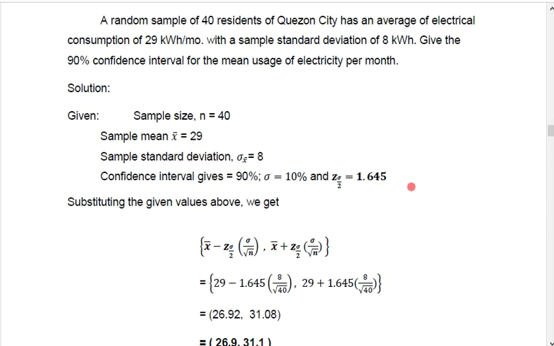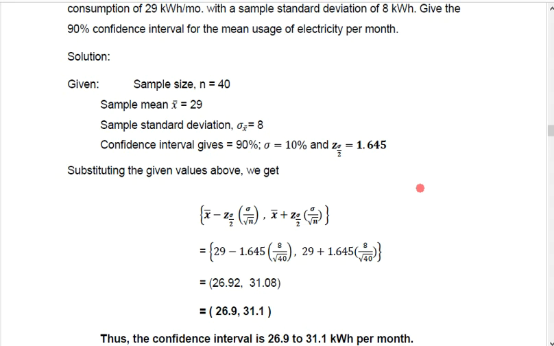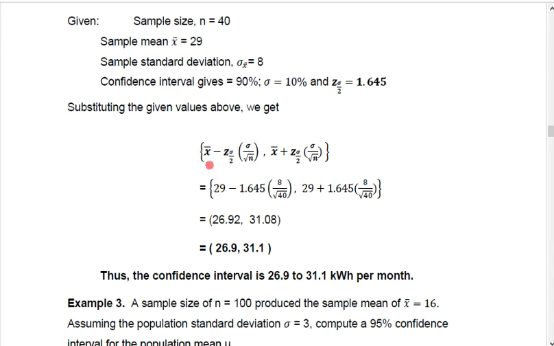1.645. Okay? So, paano nakuha yon? Siyempre, nakuha natin yung alpha or yung significance level. It should be alpha is equals to 10%. So, dinivide natin yan sa 2 and then hinanap natin yung value niya sa z-table, which is 1.645. Okay? So, all we have to do is to substitute this sa ating formula. Okay? So, yung formula natin, yung ating sample mean, which is 29. Okay? Yung ating z-score, which is 1.645. And then we have here the standard deviation over the square root of n, 8 over the square root of 40.